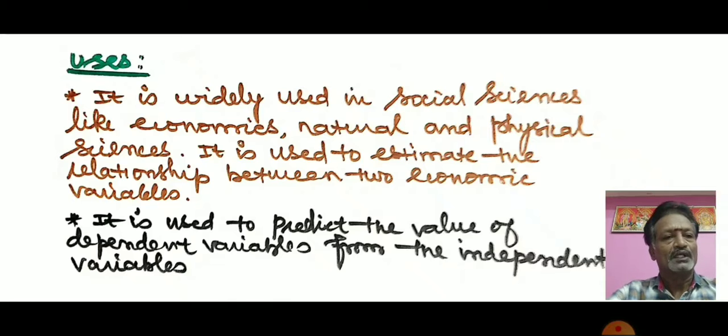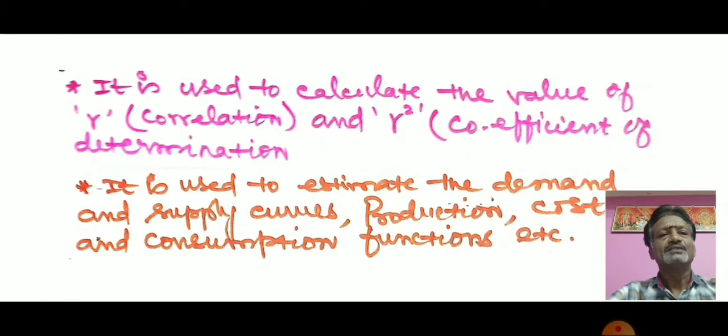The third one, it is used to calculate the value of R and R square, the coefficient of determination. With the help of regression, one can estimate correlation. The square root of the product of the regression coefficients of x on y and y on x is the value of R, and at the same time it is also possible for us to determine the R square value.